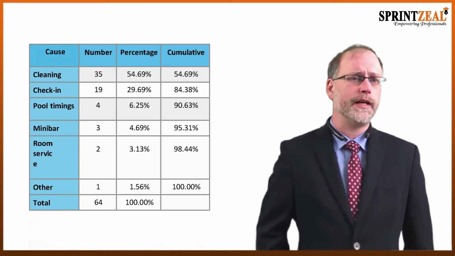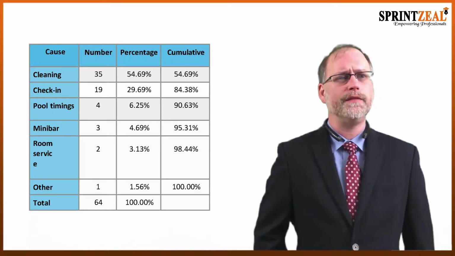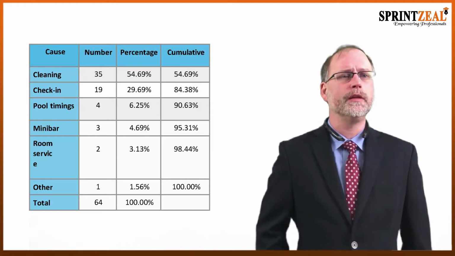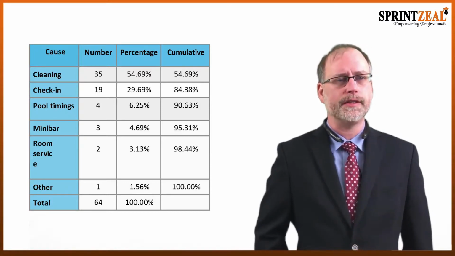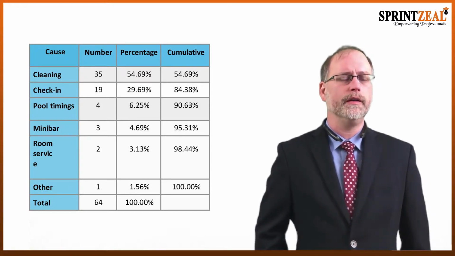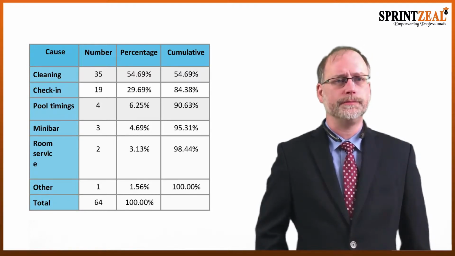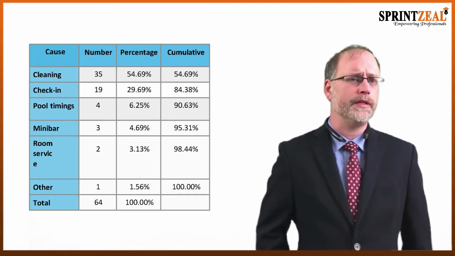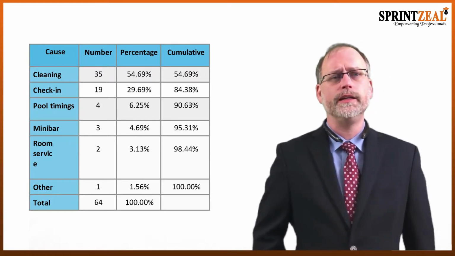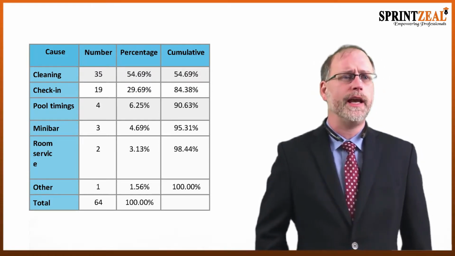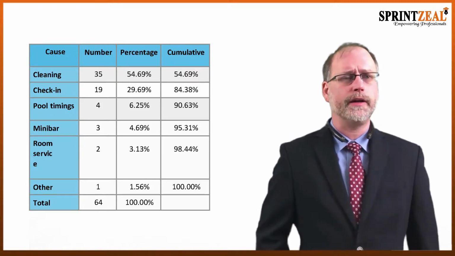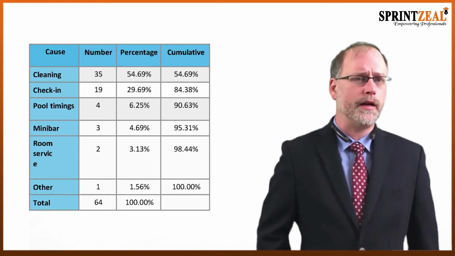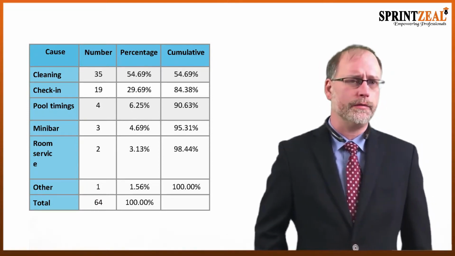29.69% come from check-in. And when we add the 54.69 plus the 29.69, we get a cumulative total of 84.38%, and so forth and so on, until we have 100% accumulation. What a Pareto chart in this particular case is going to help the hotel manager to realize is where he needs to spend his resources so that he has fewer complaints, and thus a greater impact not only on the customer experience, but also on the quality of his product, which in this case are hotel rooms.